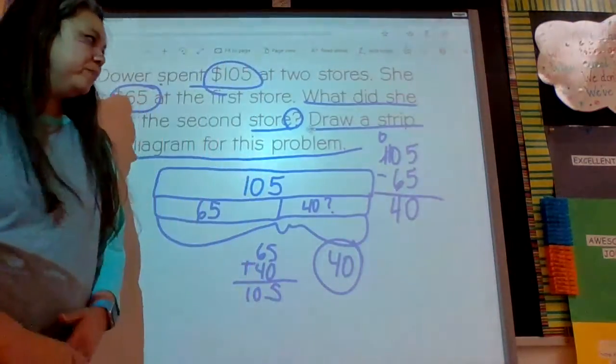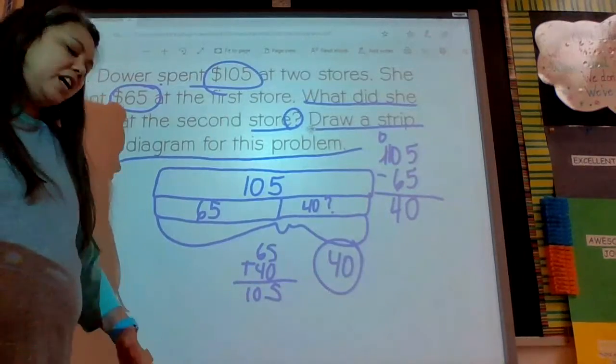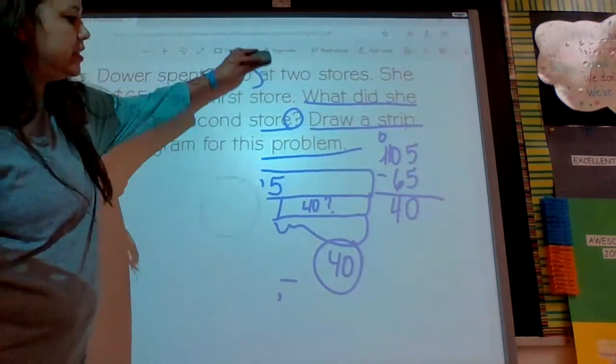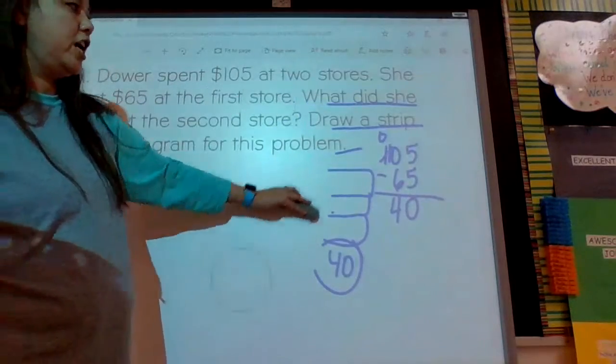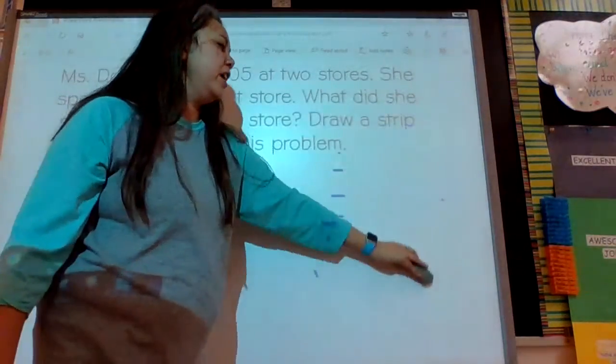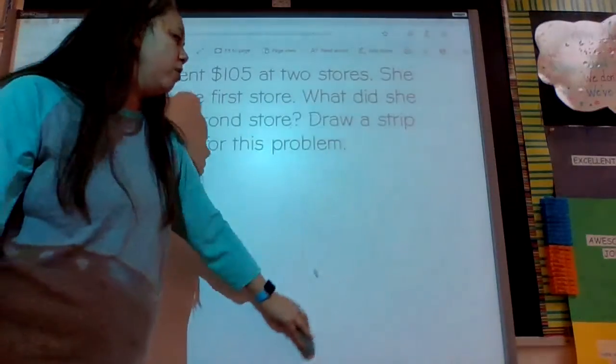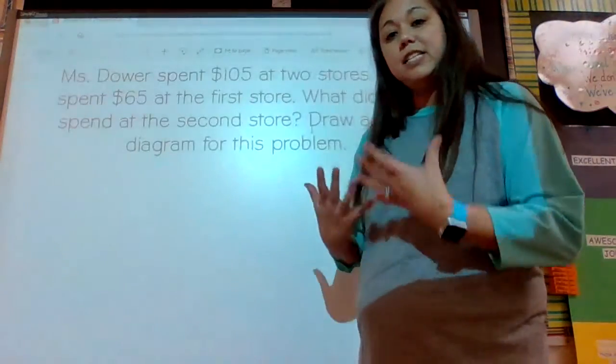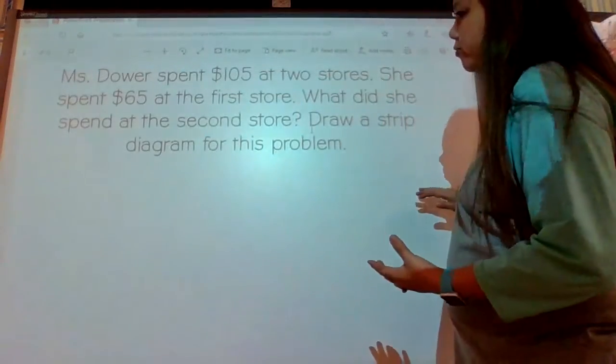Okay. Now that one's just to kind of get your feet wet. Let's look at a few more of these and see how our strip diagrams change. But notice, if I can recognize if I'm finding the whole or if I'm looking for the whole, strip diagrams are going to be easier for you and they're going to be your best friend.